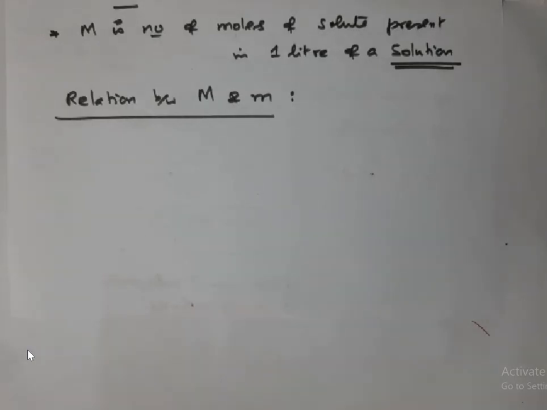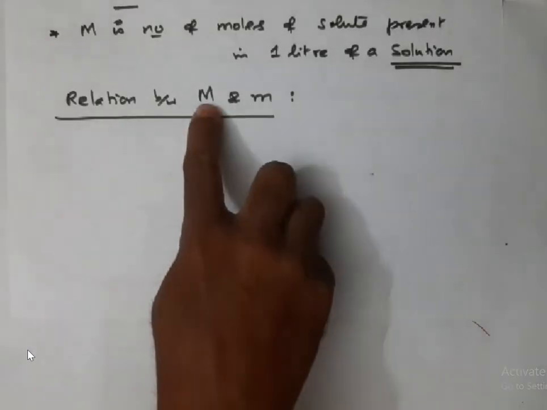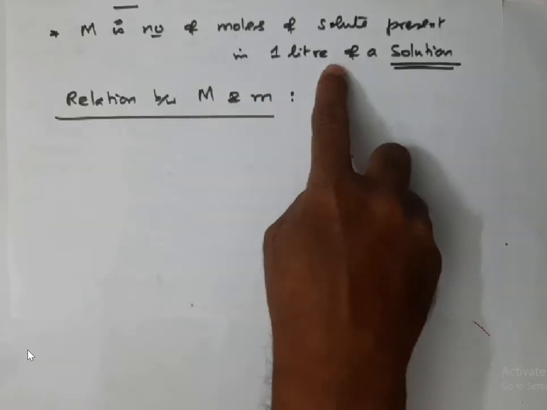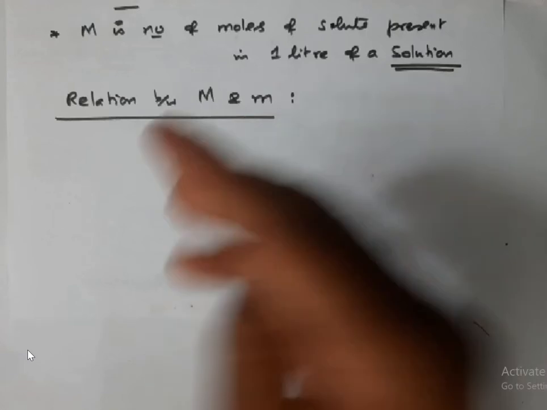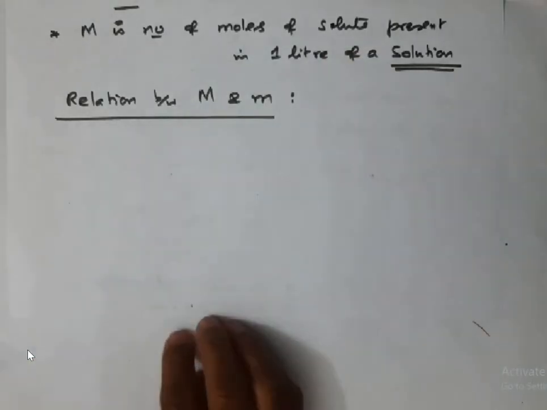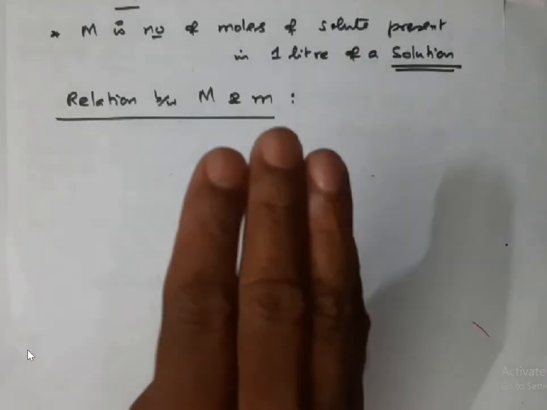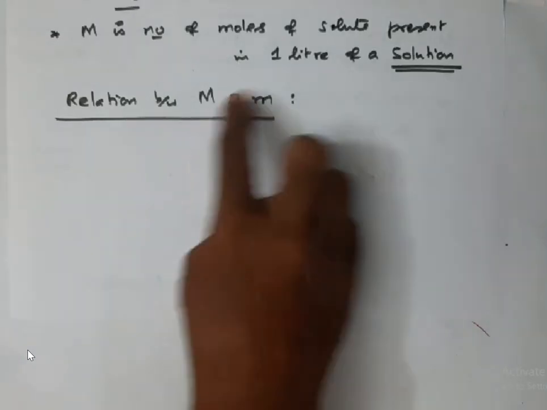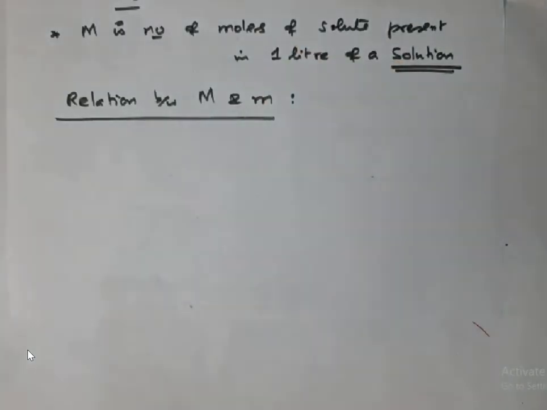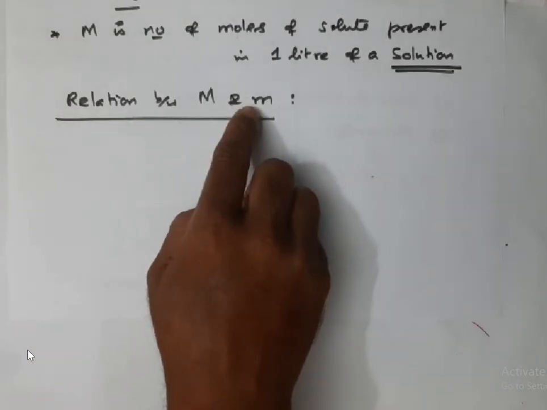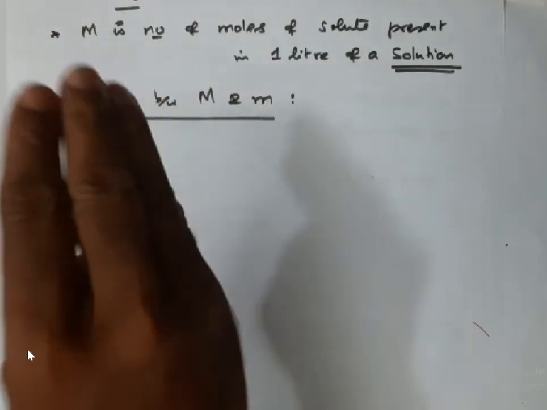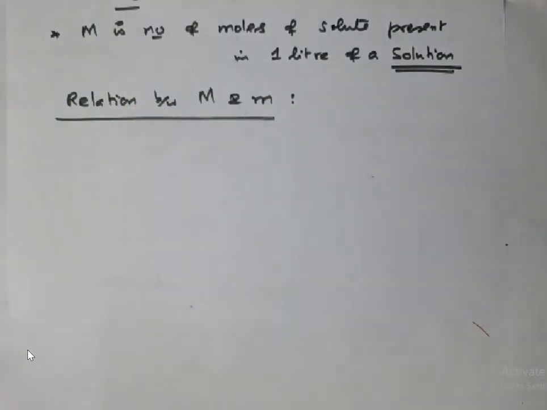Here, you know very well, for molarity you require solution, whereas for molality you require solvent. Okay, and solvent should be in kilogram. Here in molarity, volume should be in liters. So if you want to convert molarity into molality, then you should convert the volume into mass.